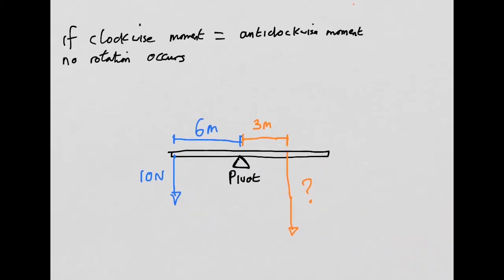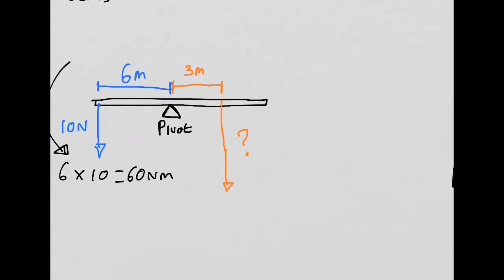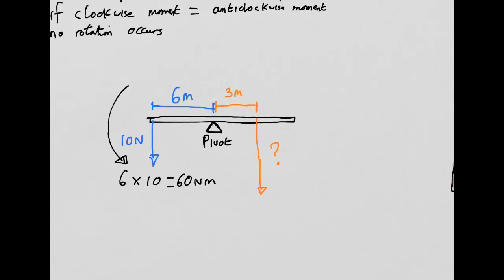Right, so firstly then, we got to work out the anti-clockwise moment. We can find out the anti-clockwise moment just by taking 6 meters and multiplying it by 10 newtons. And that's going to produce a moment in this direction, the anti-clockwise direction. So that's going to be 60 Newton meters.